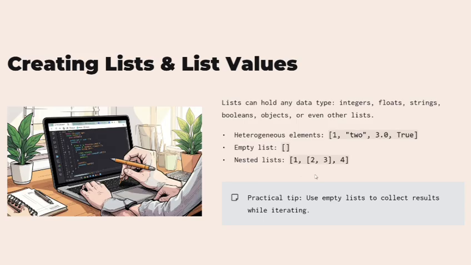Okay, the third one is nested list. A list can also contain another list. Example, you can see here the second element is itself a list. Such lists are called nested list. We will discuss them in detail in the next slide.